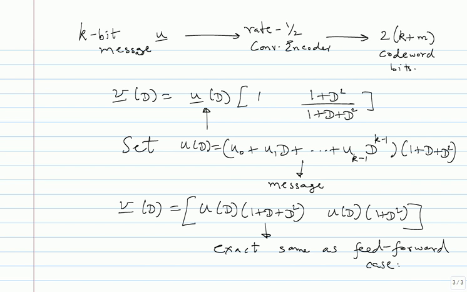What happens when you do this? There's something that you lose. There's one motivation I gave for doing this recursive thing, which was, I'm losing my systematic nature, right? So in the code word, my messages will not be there at all. I'm completely losing my systematic nature. I'm undoing everything that I did. So what you do usually is you set u of d to be something else.